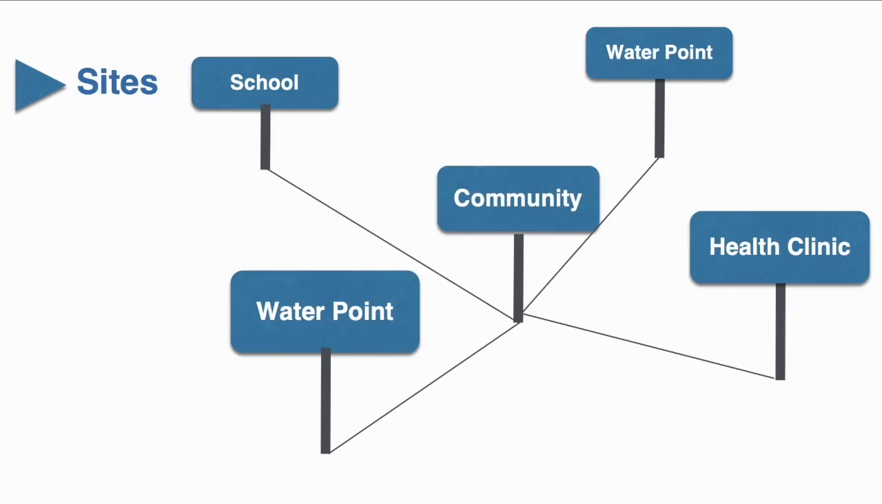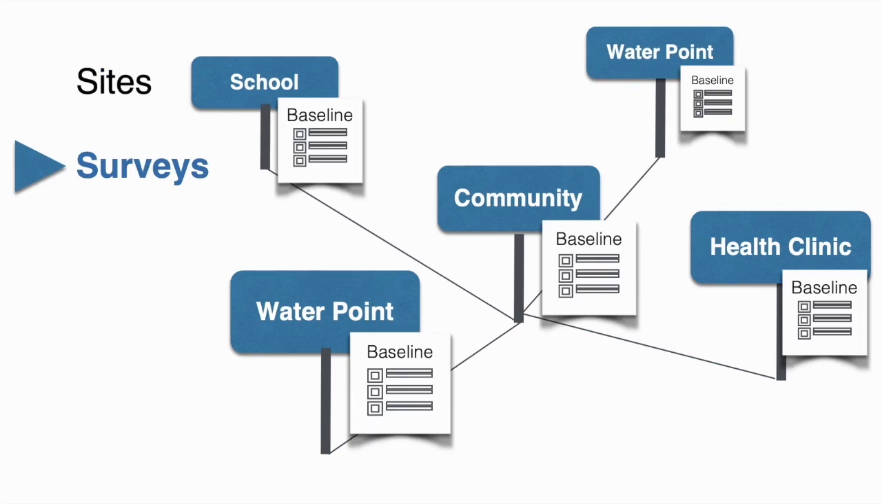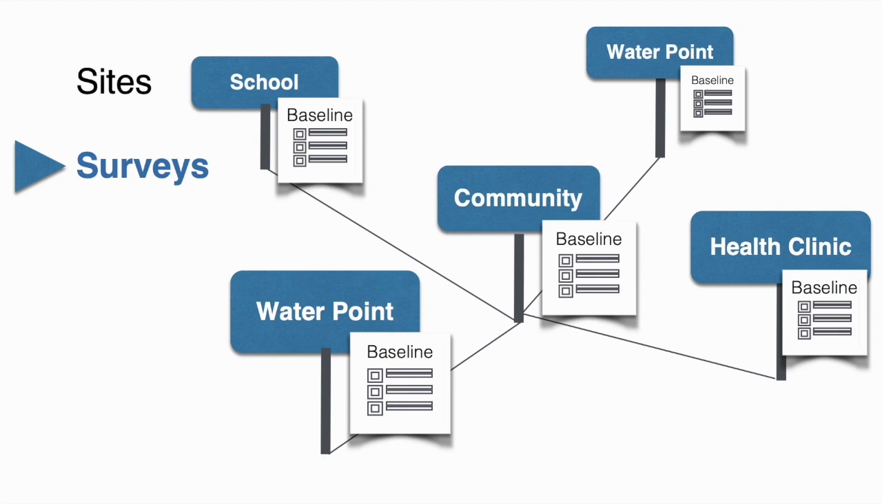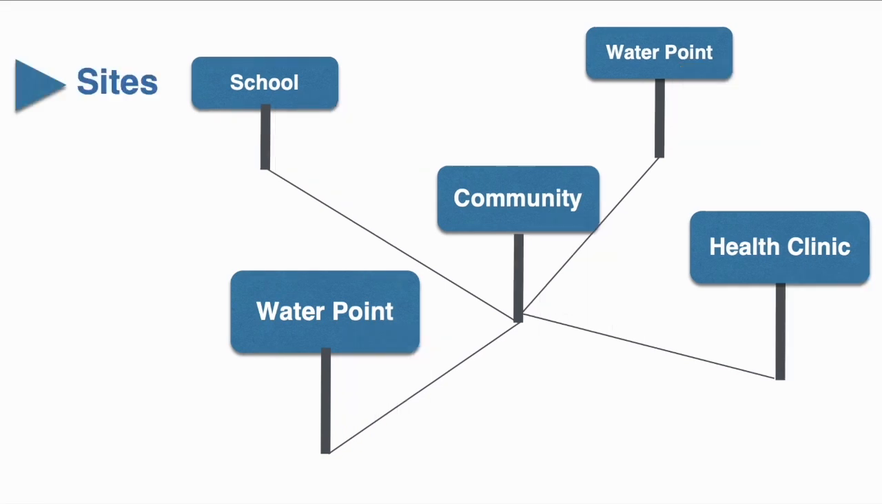Two of the main types of data in MWater are called sites and surveys. Sites are any physical location or facility that you want to monitor over time. These include water points, health facilities, communities, schools, households, and more.